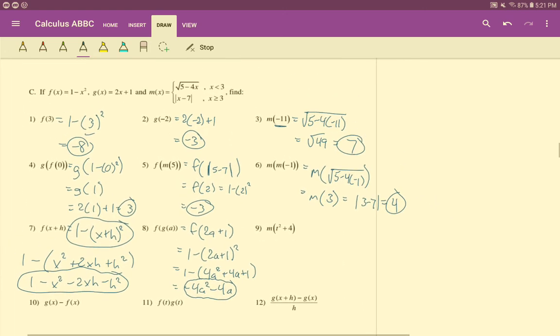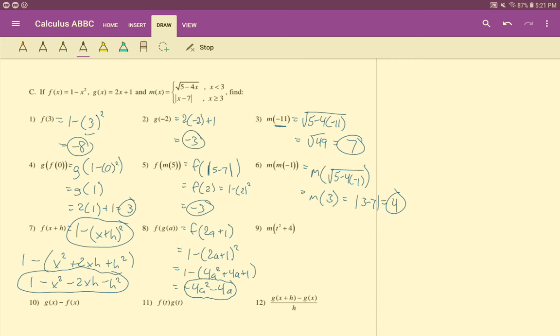All right, number 9, m of t squared plus 4. Now we're going to plug that into m. M's our piecewise function up here. T squared plus 4. What do we know about that? Is it positive? Is it negative? Is it less than 3? Is it greater than or equal to 3? What is it?